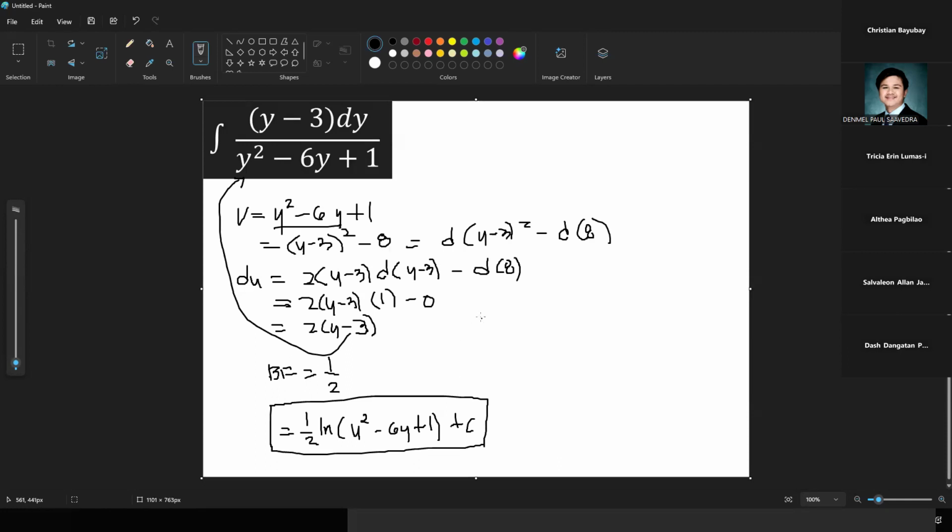So for those who answered this one, some of you answered it as it is, and some of you answered your u as y minus 3 squared minus 8. As long as your u is this one, then your answer will be correct. Okay, so are we clear so far?